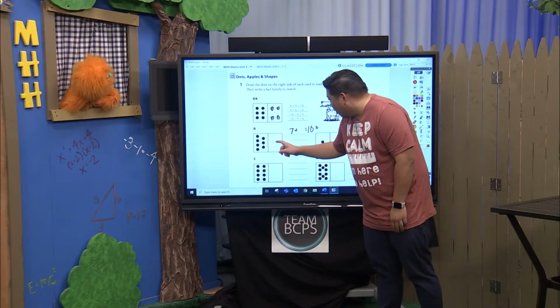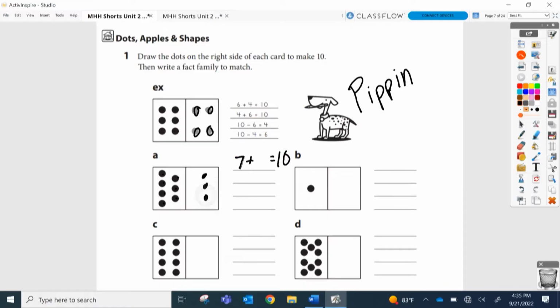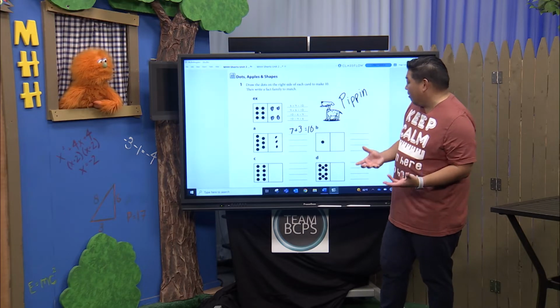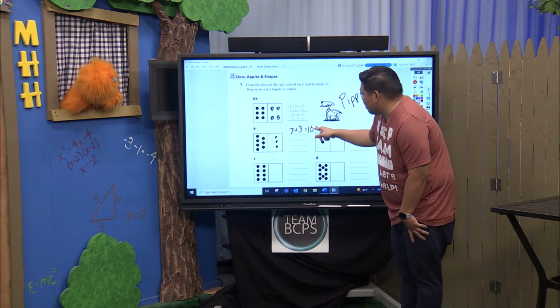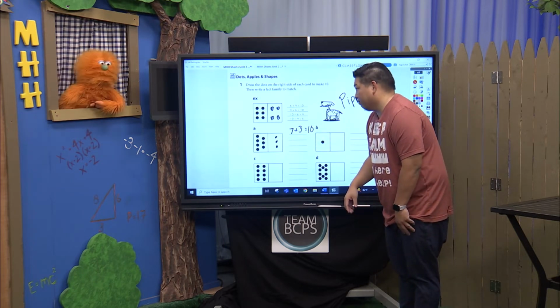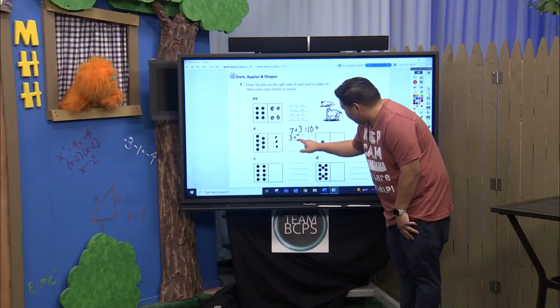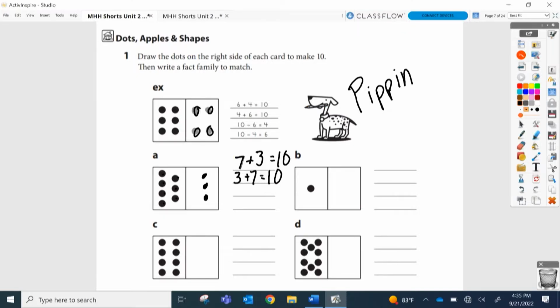Love the way you did that. We counted on from 7: 8, 9, 10. So we had 3. So 7 plus 3 equals 10. Now that we have our whole fact family, we can go from there. What's another addition one we could use with the same numbers? How about 3 plus 7? So we have 3 plus 7 equals 10.